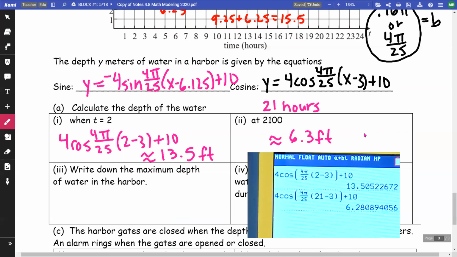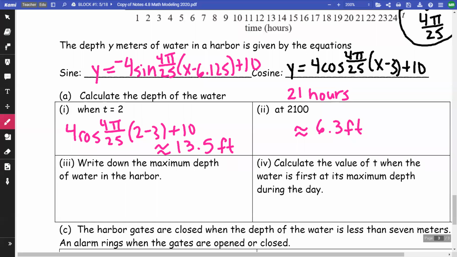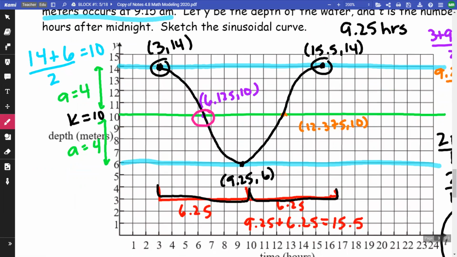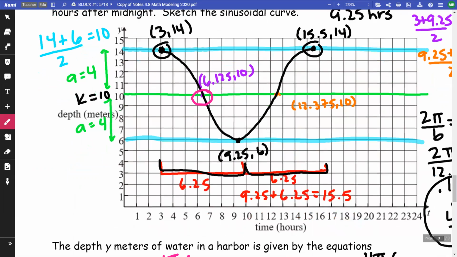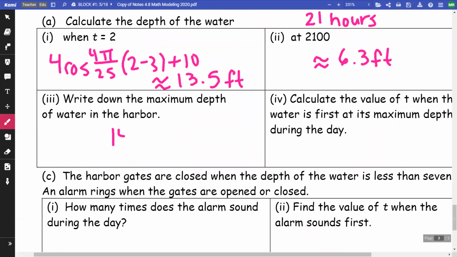Write down the maximum depth of the water in the harbor. So the maximum depth, if we're looking at our graph, is 14. The minimum depth is 6. So the maximum depth is 14. Okay, so they want 14 feet here.